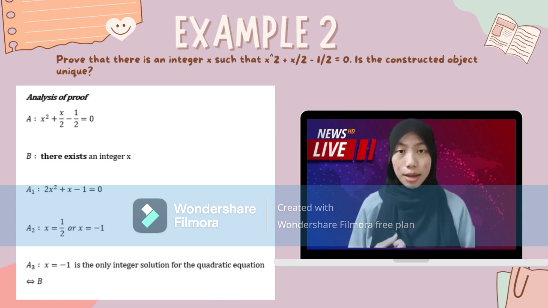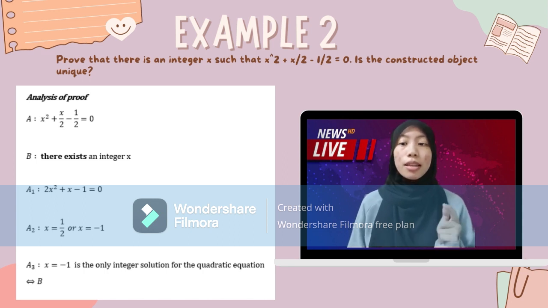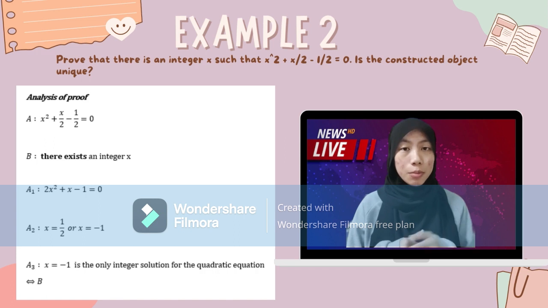First, we have to analyze the hypothesis and conclusion. So the hypothesis will be x squared plus x over 2 minus 1 over 2 equals 0. And the conclusion will be there exists an integer x. So first, we have to look at the conclusion. Are there any key questions that we can ask? No. Therefore, the object will be x. And then we continue to the forward process.